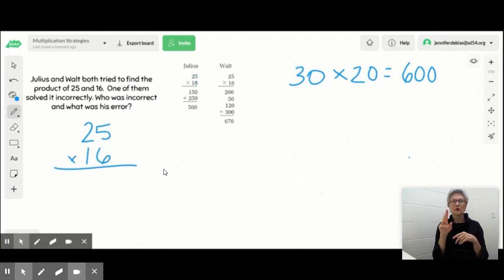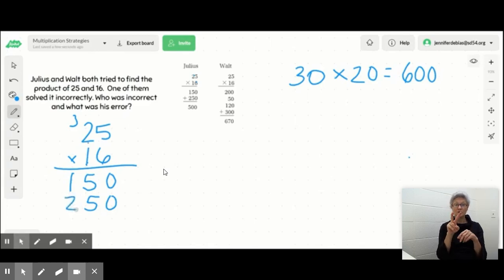Okay, so 6 ones times 5 ones. I know that that's 30, right, which means no ones and 3 tens. So 6 ones times 20 is 6 times 2 tens, which is 120, plus 3 tens equals 150. Okay, now moving on to our 10 here. 10 times 5 ones, that's 50, right? And then I have 10 times 20. Well, 10 times 2 tens, or times 20, I could say, would be 200. So if I put the 2 here, that means 200, right? All right, so here we go.